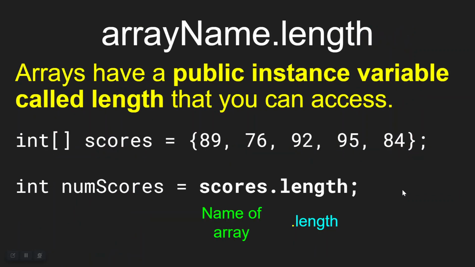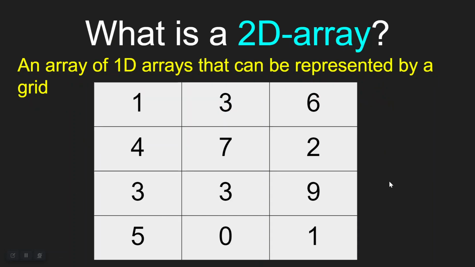And then, of course, the length is a public instance variable that you can access for arrays. And again, you just do the name of the array, the dot operator, and then the word length. No need for parentheses on this. This would return the number 5 because there are 5 elements in our array called scores.